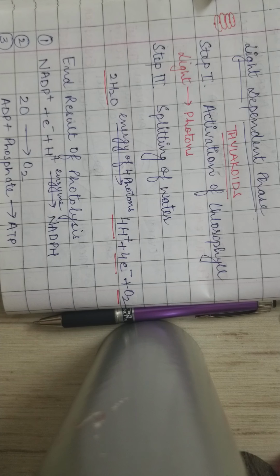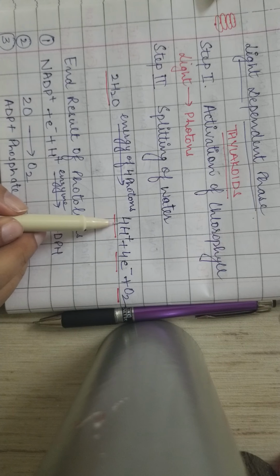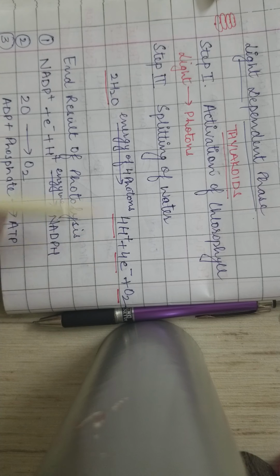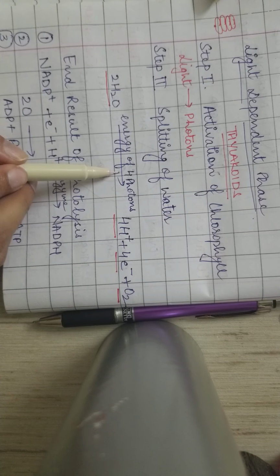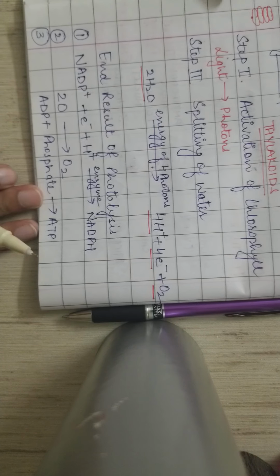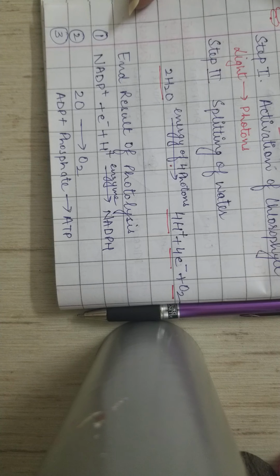Now what actually is photolysis? Photolysis is the splitting of water molecules into hydrogen and oxygen ions in the presence of light, using the energy of photons. Now next are the end results of photolysis. What are the end results?